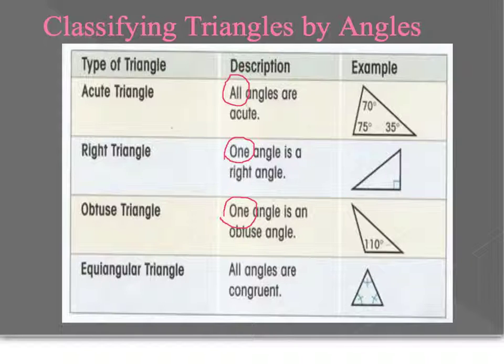So we're going to talk about that in class tomorrow. Between now and then, I want you to think about why acute has all angles acute, and why with right and obtuse, you can only have one of them, one right angle or one obtuse angle.